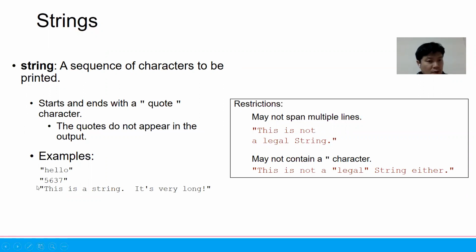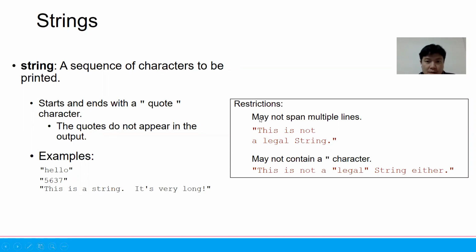What about this? 5637. This is also another string because this number is in between two double quotes. This is a string, it's very long, because it starts with a double quote and also ends with a double quote. So the double quote is the indication of a string.